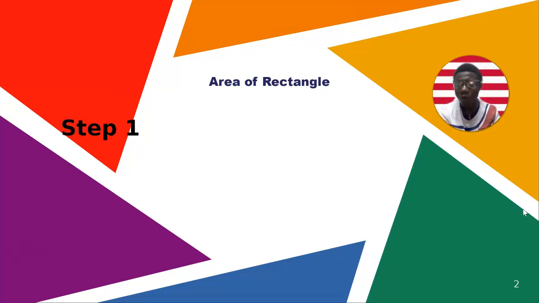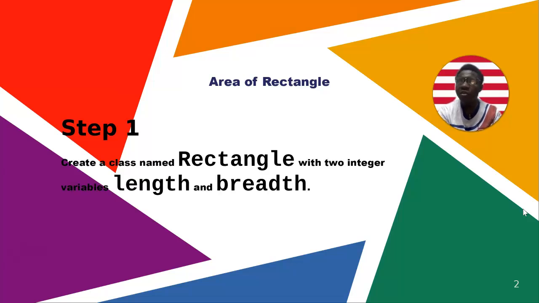Now we have step 1. In this step 1, we will create a class named rectangle with 2 integer variables. The integer variables that we will create here practically will be a length and a breadth. Mathematically, you understand what is length. We know about triangle, we also know about area.